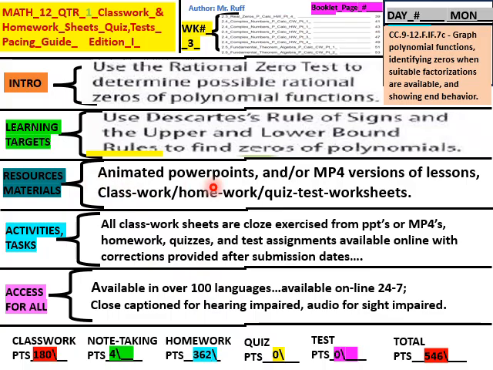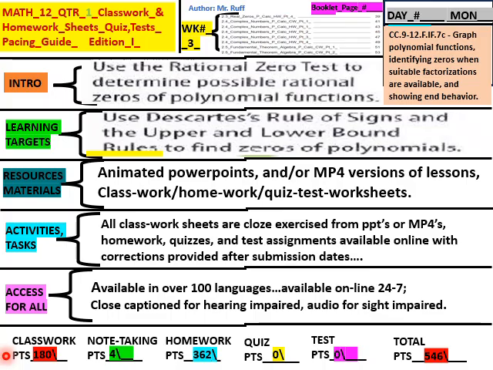Resources, materials: animated PowerPoints, MP4 versions of lessons, classwork, homework, quiz, test, worksheets. Activities and tasks: all class worksheets are closed exercise from PowerPoints or MP4s. Homework, quizzes, and test assignments available online with corrections provided after submission dates, and then access for all. Available in over 100 languages, available online 24/7, closed caption for hearing impaired, audio for sight impaired.